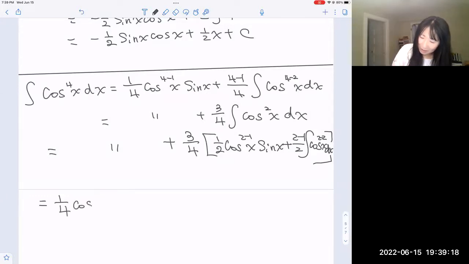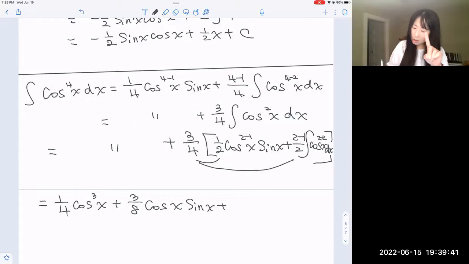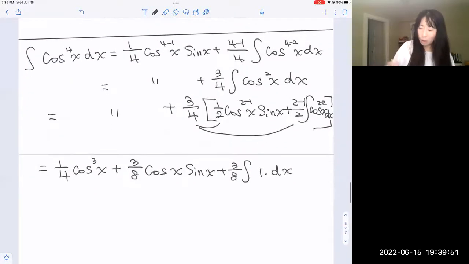So cosine 3x plus, distribute, which is 3 over 8 cosine first power x sine x, and plus distribute 1 there, which is 3 over 8, and cosine to the 0, which is 1, times dx, right? So we have experience.